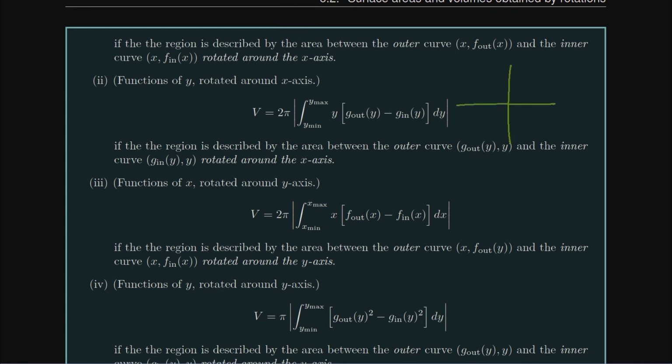things are going to change a little bit, right? So now let's assume that my function is a function of y. I still have an outer g out and g in, and I'm still going to rotate these around the x-axis. But the question is, what's actually going to happen with my radiuses? Well, my radius is no longer the height of the function, because g out is a function of y and g in is a function of y. Those are describing x values, and the radius is not an x value. The radius in this case is a y value.